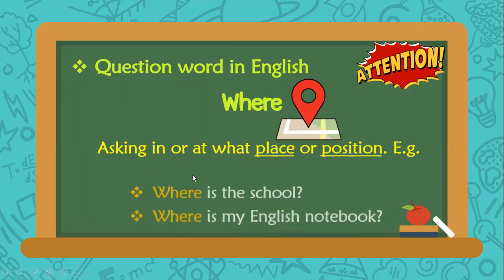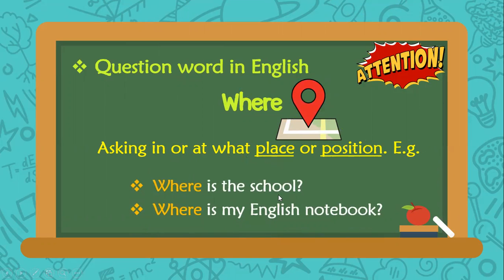Let's see an example. Where is the school? The school is over there. Where is the school? The school is across from the movie theater. Where is the school? The school is between the library and the park. So I am giving information using places. But here it says and positions.